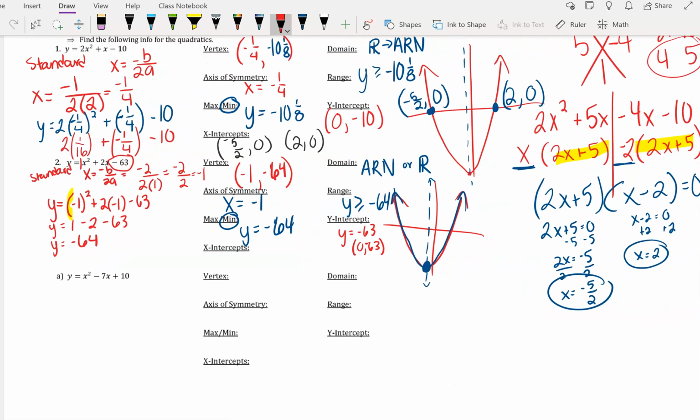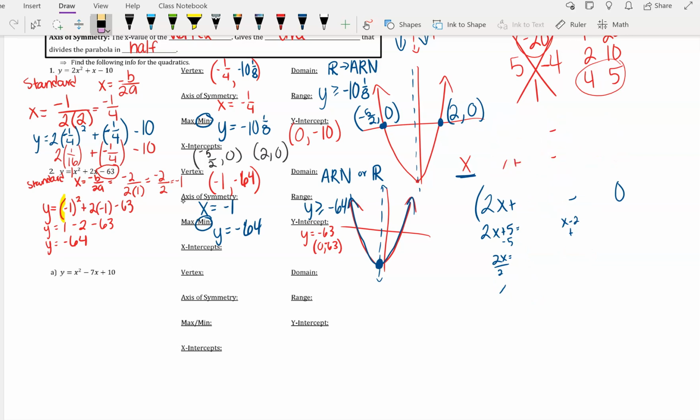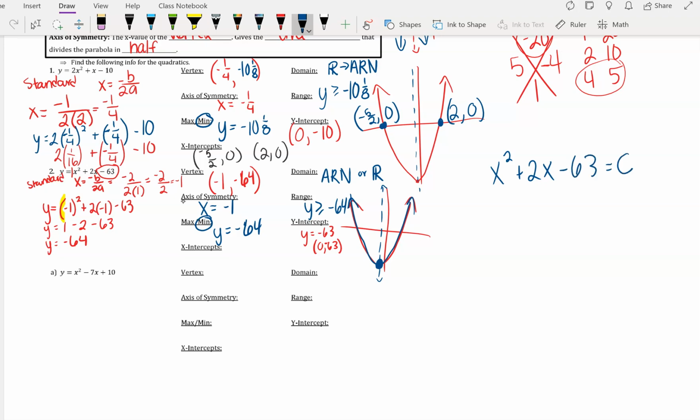So lastly, we need to find the x-intercepts, which means we need to factor. So I'm going to erase so I have some room to do all this. So we're factoring and solving x squared plus 2x minus 63 equals 0. Now, I love that this is an easy trinomial. It'll save us some time. So -63 at the top, 2 at the bottom.